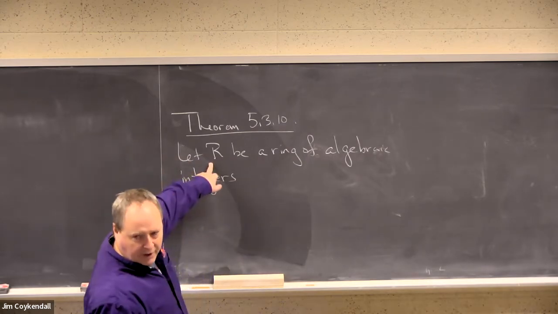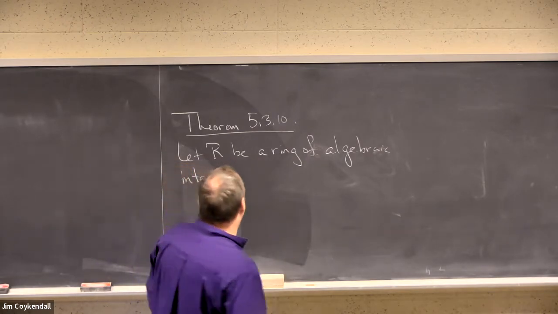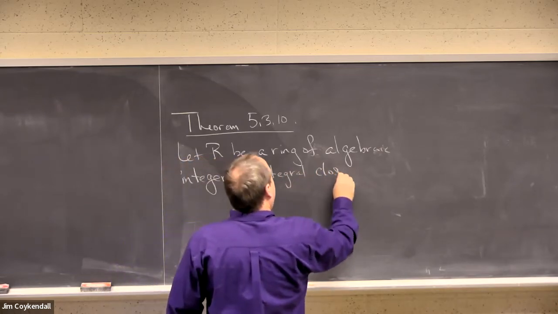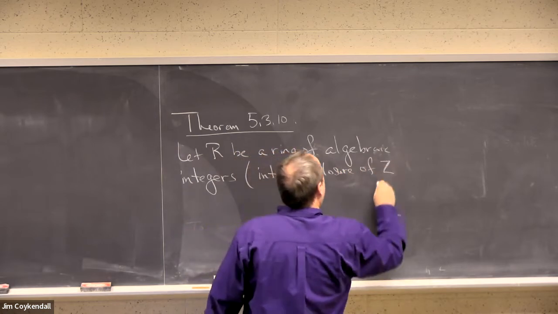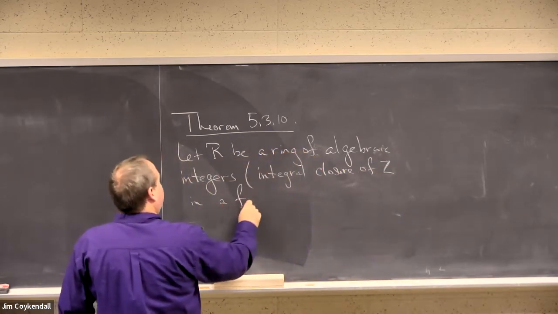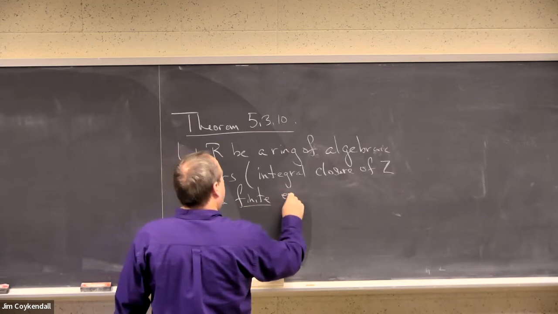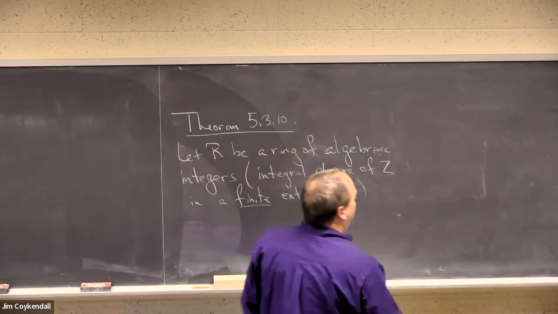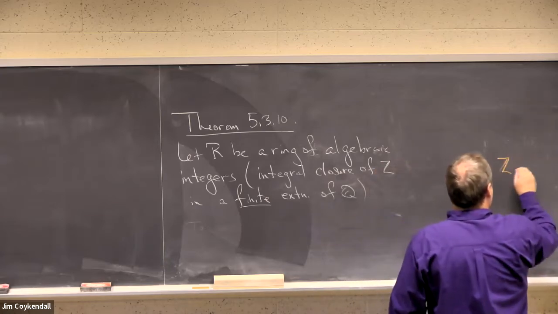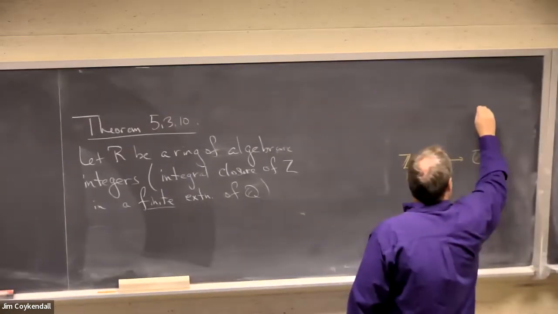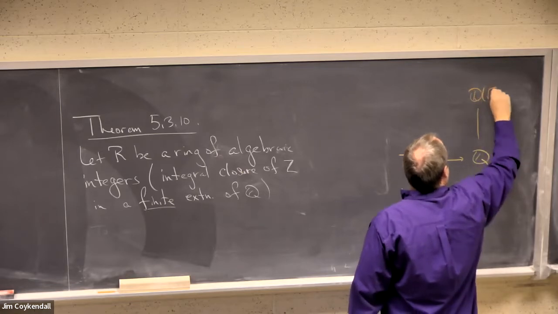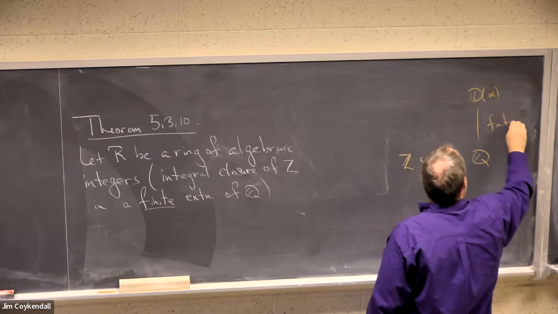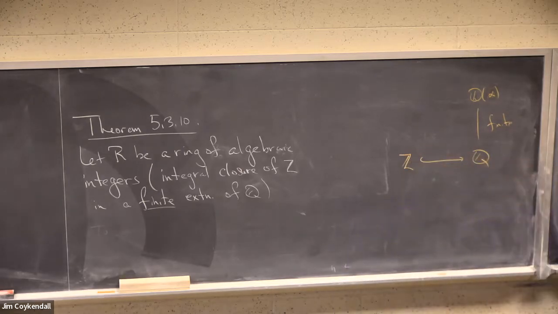Let me be precise about what I mean. The ring of algebraic integers is the integral closure of Z in a finite extension. So this is a finite extension.